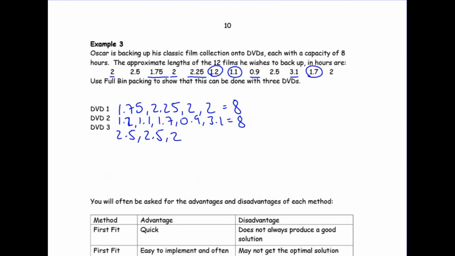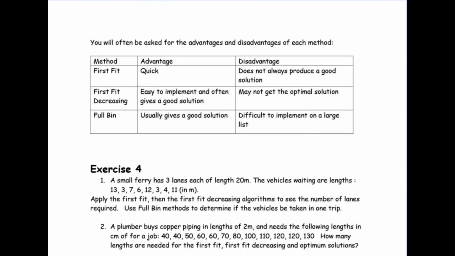That will fit nicely, give me 7. So this has a wastage of 1, but this is an optimal solution because I can fit it on 3 DVDs. And remember, we calculated that the lower bound earlier on was 3 DVDs. So this is what we call an optimal solution. The disadvantage of full bin is it can be really hard if you've got a big set of data, but it usually gives the best solution.